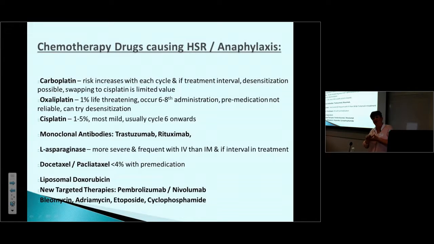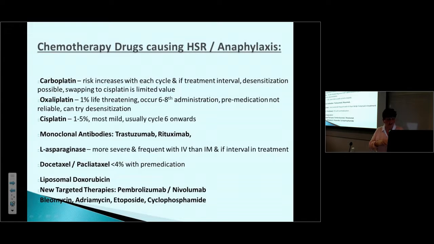So we have quite a lot of drugs where we may start slower for cycle 1 and then gradually increase. So liposomal doxorubicin would be a classic, where you give it over 90 minutes for first infusion. Subsequent cycles you will do much quicker. Then we go to asparaginase, really giving IV. There is talk about, once again, it's a bit like carboplatin. If you leave an interval between treatments, the risk of reaction increases.